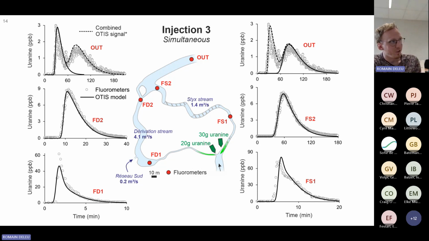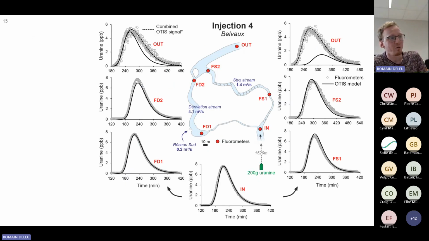And then injection 4 is injected at the Gouffre de Bellevaux. This is the entrance of the river inside the cave, which is 1,500 meters upstream. In that case, we get a signal at all fluorometers, so in FS1, FS2, FD1, FD2, and out.